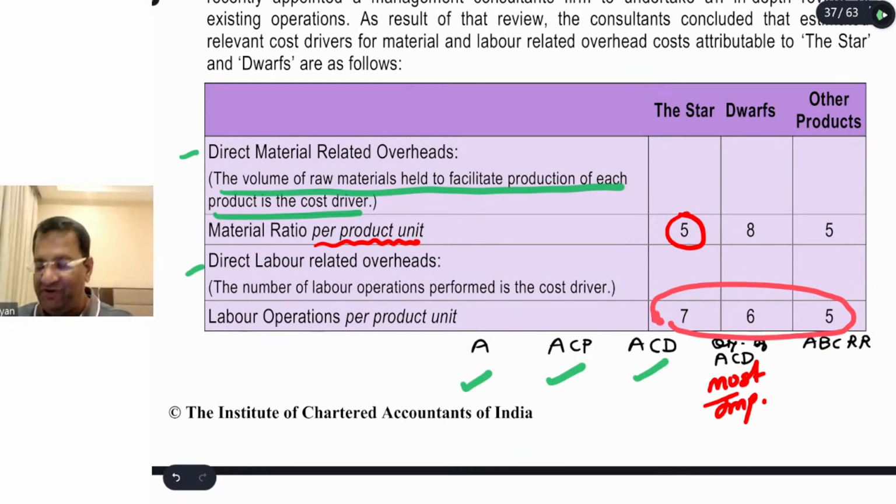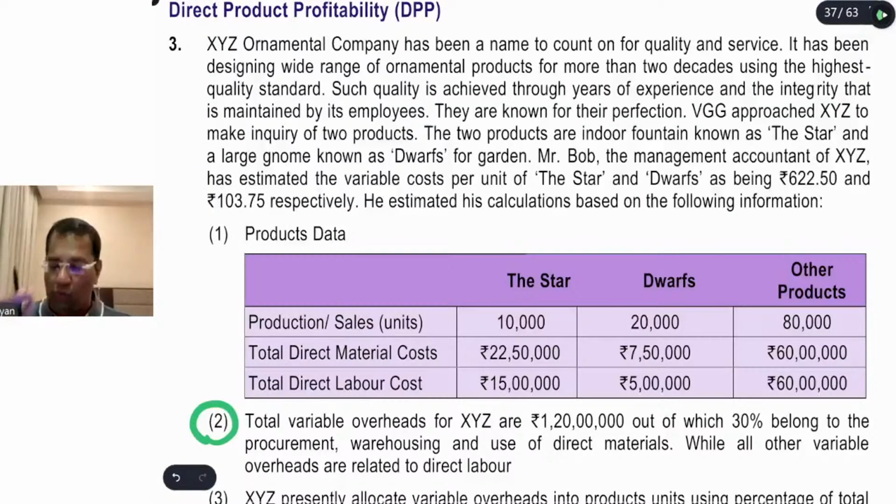So the 7, 6, and 5 will be multiplied by the quantity of finished goods. That is 10,000, 20,000, and 80,000 to get the quantity of cost driver. So the only important thing while calculating the ABC recovery rate is the quantity of cost driver. So beta, I have already told you multiple times.